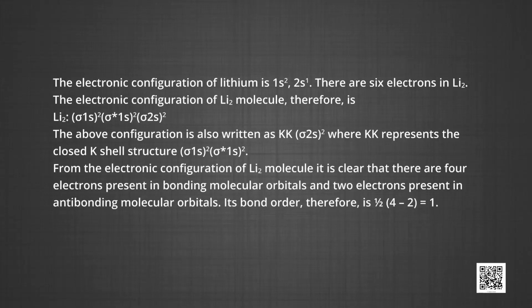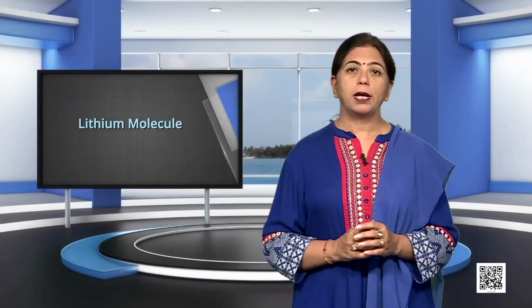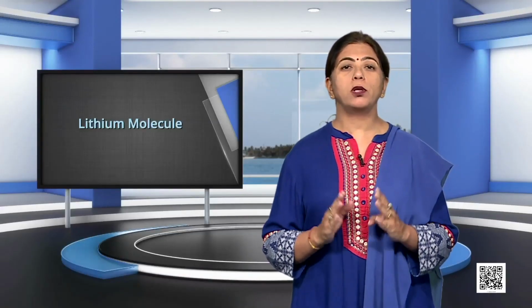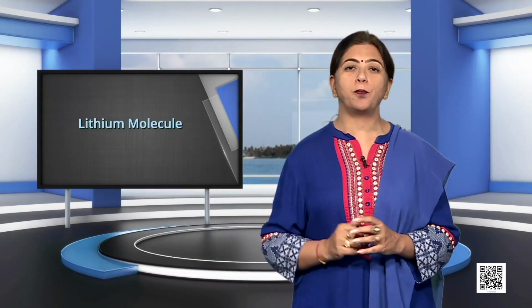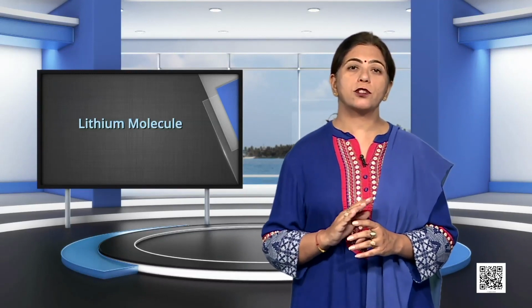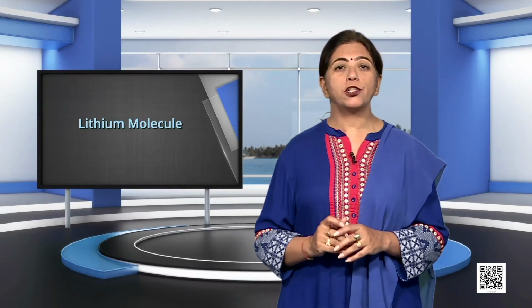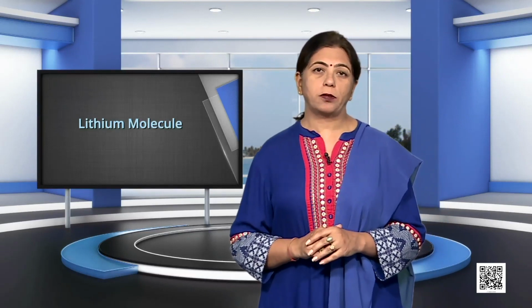From the electronic configuration of the lithium molecule, it is clear that there are 4 electrons present in the bonding molecular orbitals and 2 electrons are present in antibonding molecular orbitals. Its bond order is half of 4 minus 2 equals 1. It means that the lithium molecule is stable because the value comes out to be positive, and since it has no unpaired electrons, it should be diamagnetic.